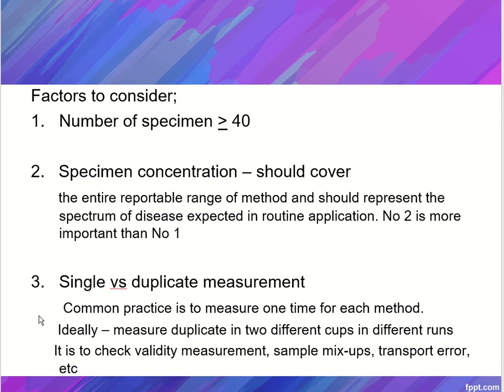Common practice is to measure one time for each method. Ideally, we measure in duplicate, in two different cups in different runs. It is to check measurement validity, sample mix-up, transport error, and so on. However, if you are unable to do the duplicate measurement, you can use the single measurement, which is run in both the test method and the available method or reference method.